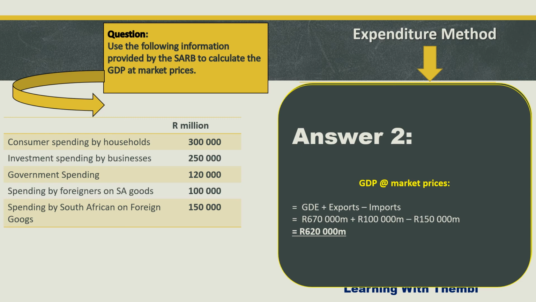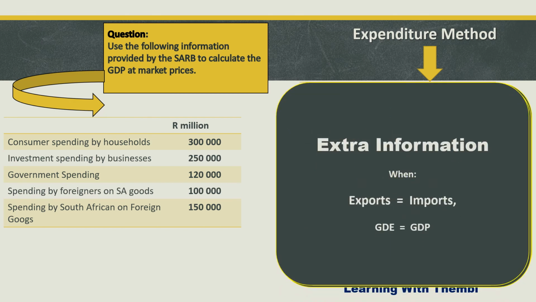Another thing is that you have to know that if ever our exports and imports are equal, or the value that is spent on imports is equal to the value on exports, it therefore means that the gross domestic expenditure will be equal to the gross domestic product at market prices.